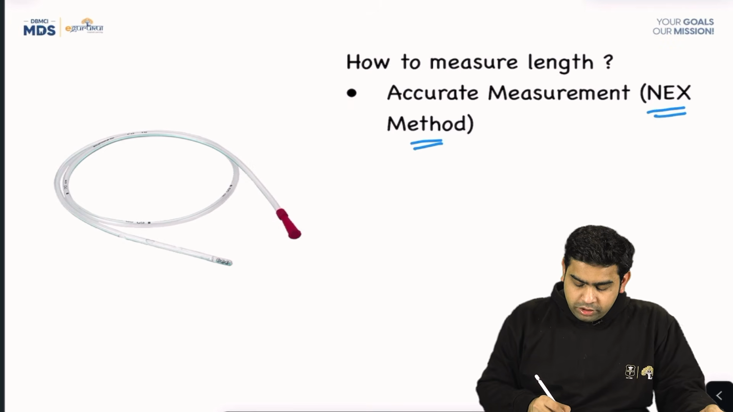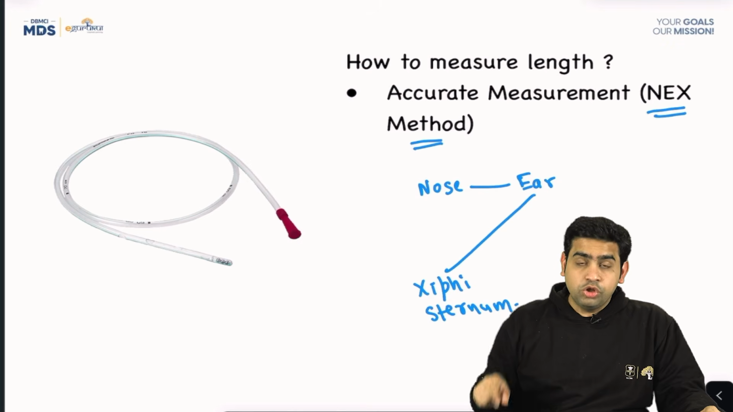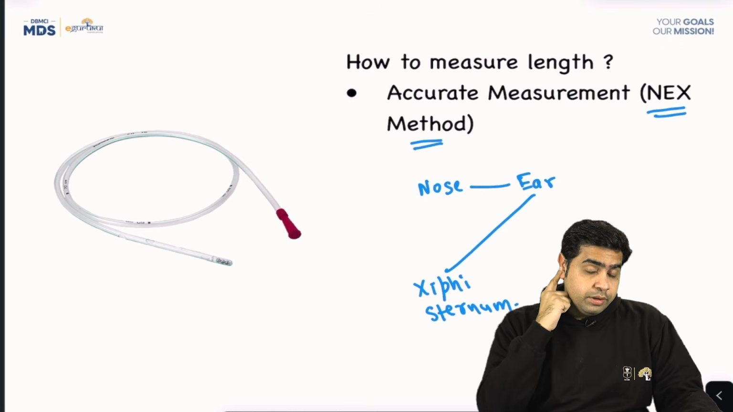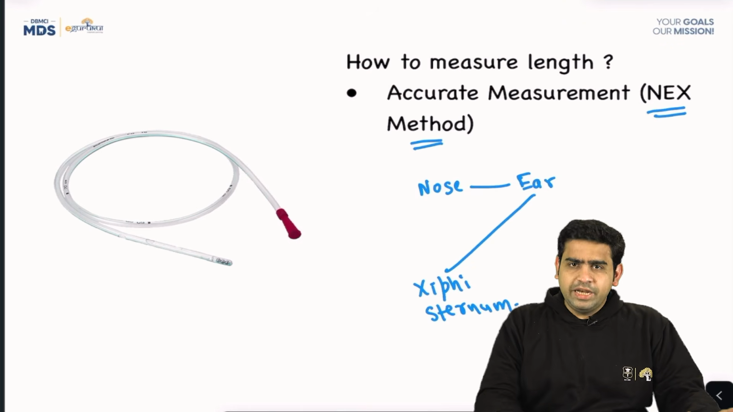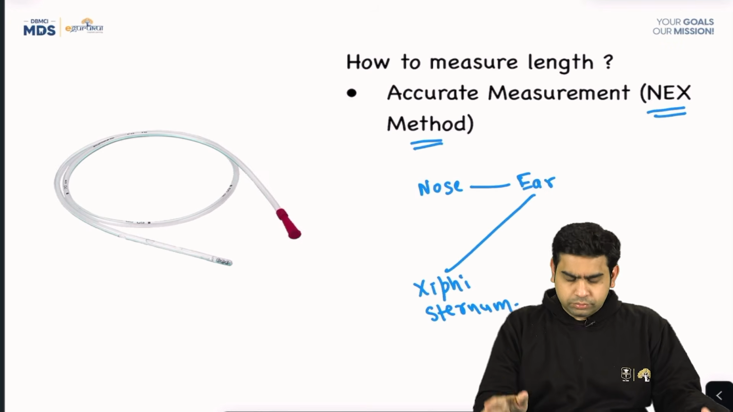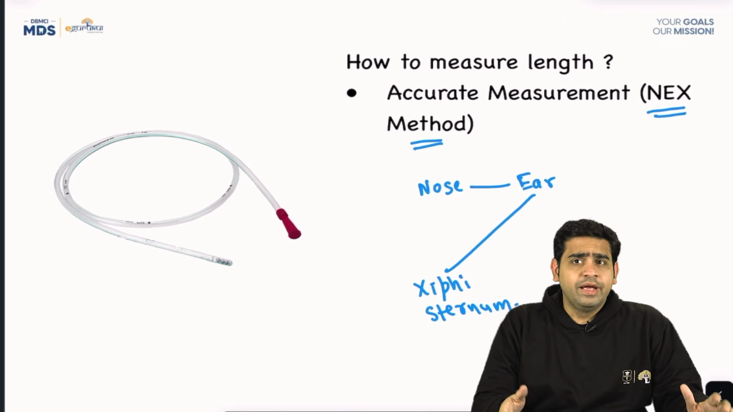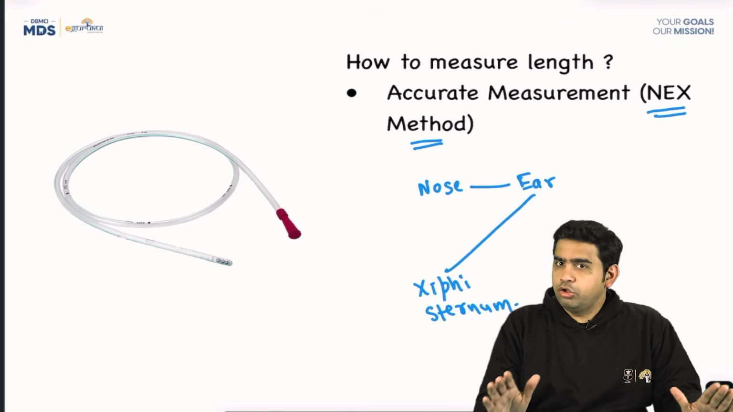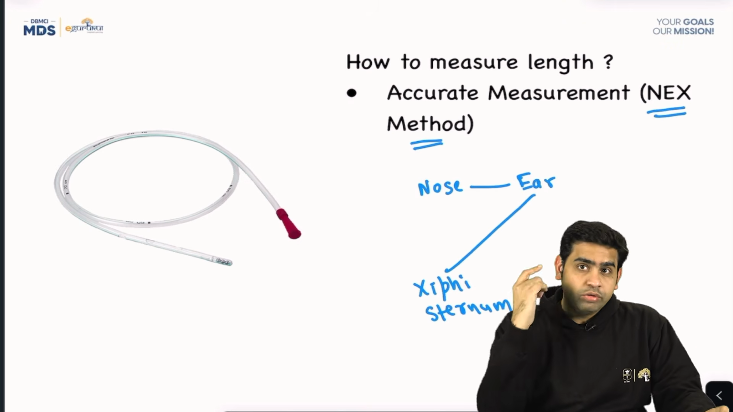You calculate the distance from the nose to the earlobe to the xiphisternum. 5 to 10 centimeters more than that is adequate to reach the stomach. So this nasogastric tube will be able to reach the stomach, it will not fall short and it will not coil in the esophagus. That is how you calculate the length. That is an important MCQ point as well. So please understand, you calculate it from the nose to the ears to the xiphisternum.